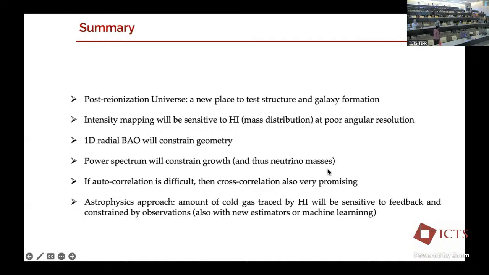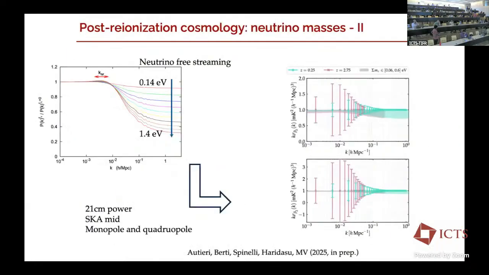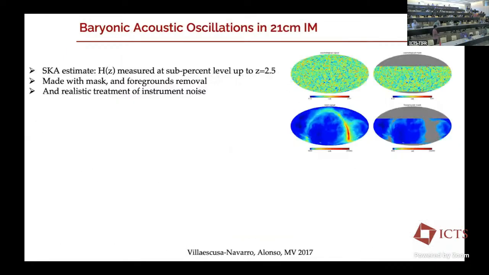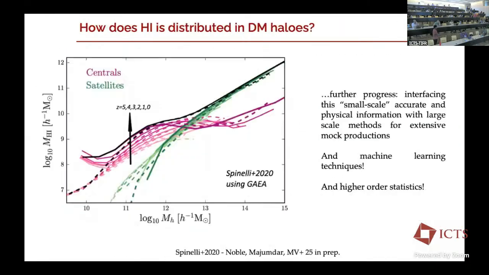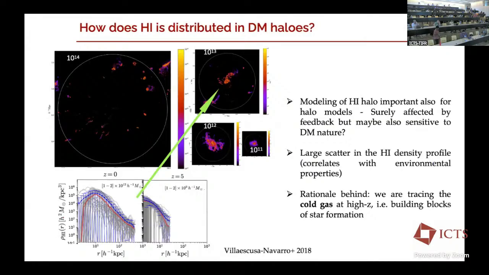Hi, Matteo. So I have a question regarding this radial BAO. Yes. So you showed the forecasts or promises with high redshift. So I was wondering what would be such a thing for SKA?